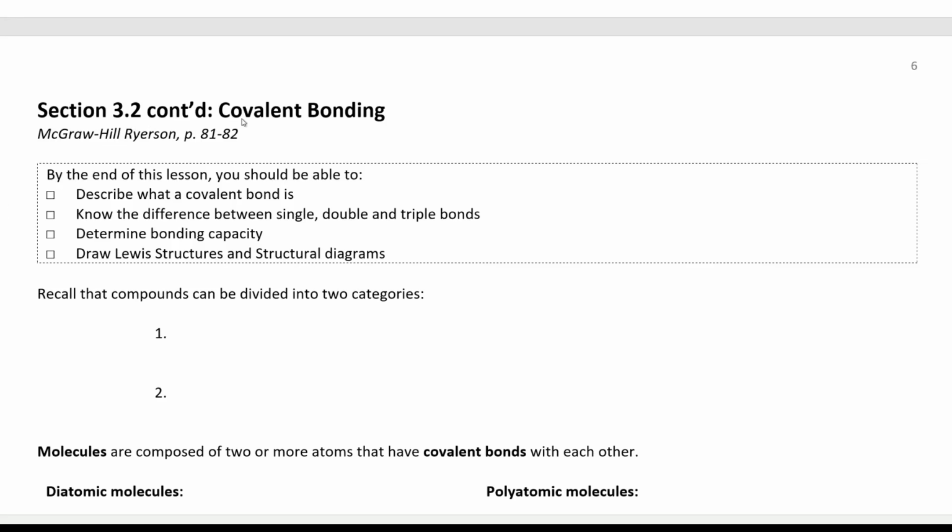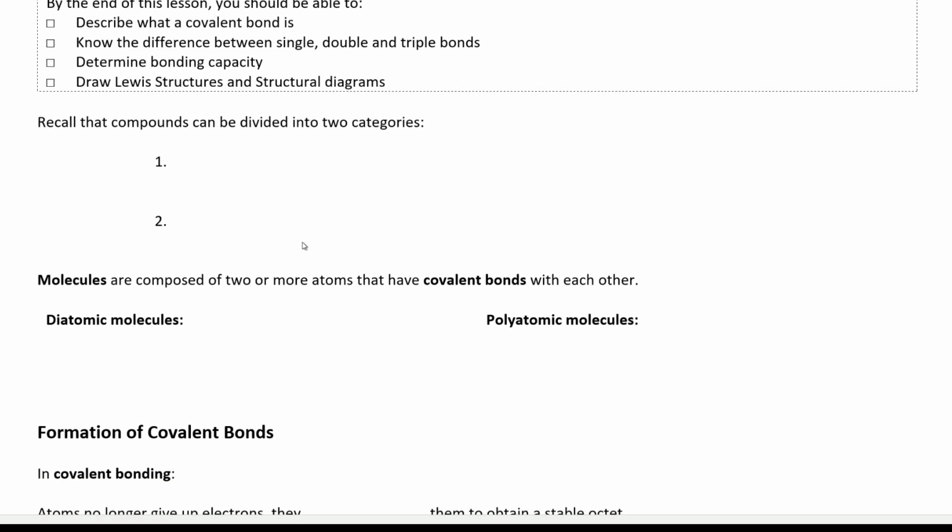In this section, we are going to study covalent bonding. And as you recall, covalent bonding refers to the sharing of valence electrons to form a chemical bond. So by the end of this lesson, you should be able to describe what a covalent bond is, know the difference between a single bond, a double bond, and a triple bond, determine bonding capacity, and then we'll do a lesson on drawing Lewis structures and structural diagrams for molecules. So let's get into it.